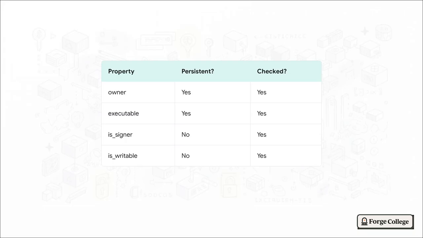The owner field and the executable bit, those are stored persistently. The bouncer checks these to make sure only true program accounts are invoked and that all ownership rules are being followed. But is signer and is writable? Those are absolutely not stored persistently. They are temporary wristbands that the runtime enforces immediately at invocation. If you try to write data to an account that doesn't currently have the is writable wristband on, well, the runtime will trap your instruction and throw you out on the street immediately.